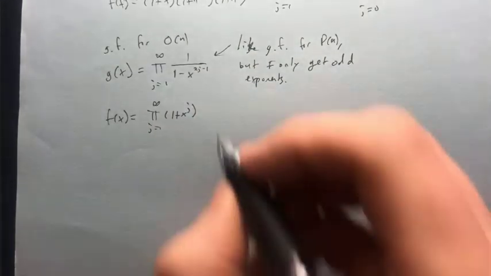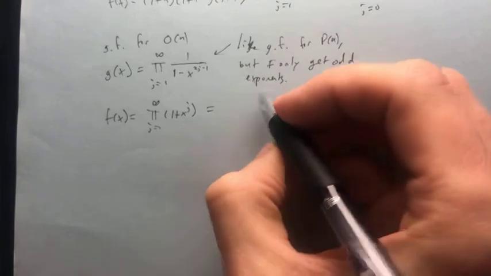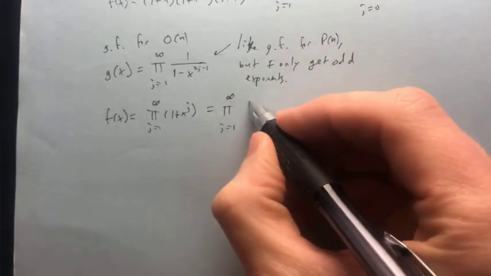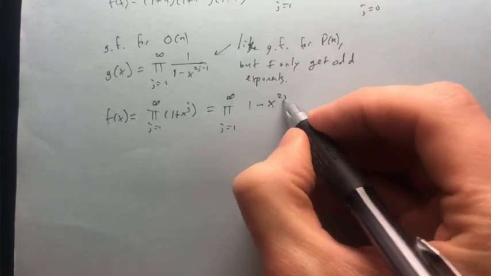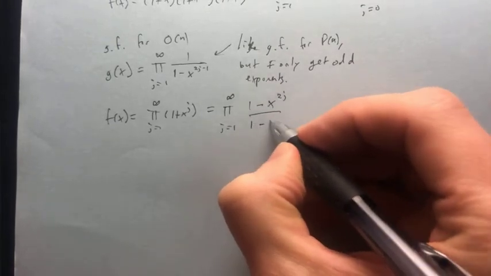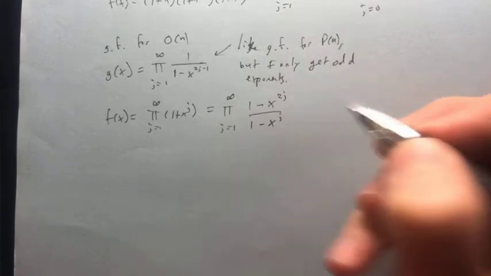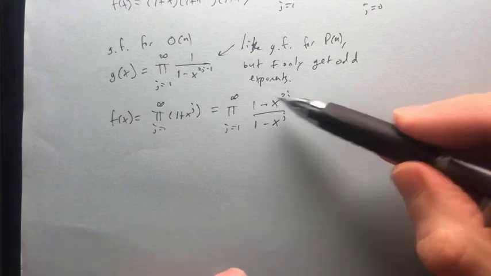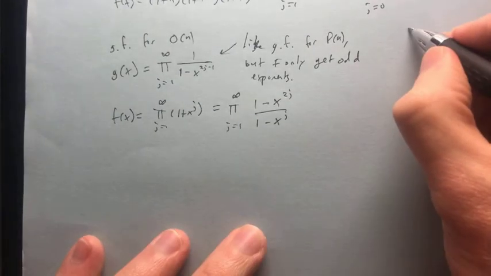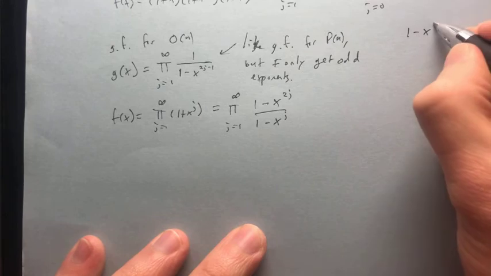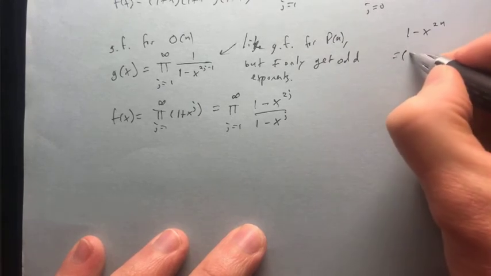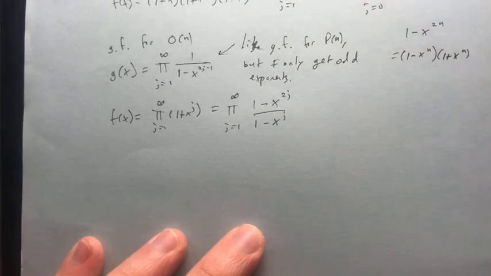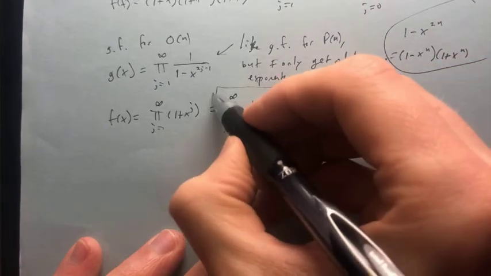And I can write this as the infinite product, j goes from 1 to infinity, of 1 minus x to the 2j over 1 minus x to the j. So what's going on here? This is just a binomial square. To see this step, notice that 1 minus x to the 2n is always equal to 1 minus x to the n times 1 plus x to the n. It's just a binomial square. Okay, that's what's happening here.